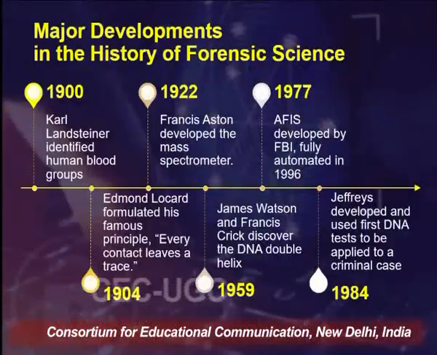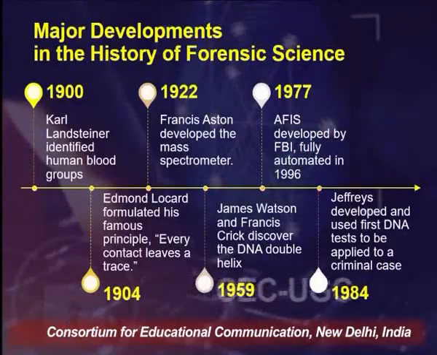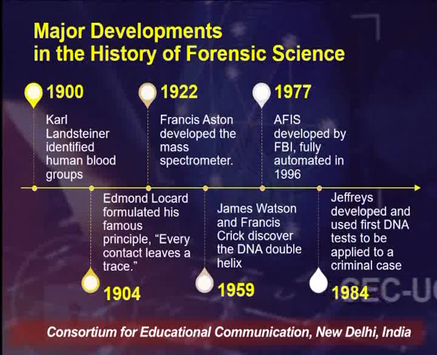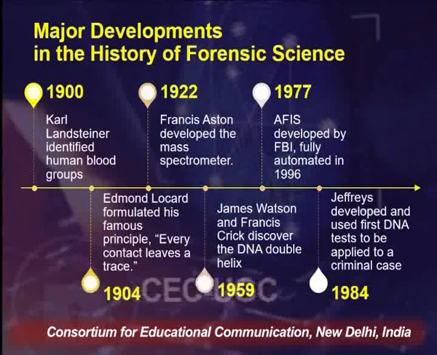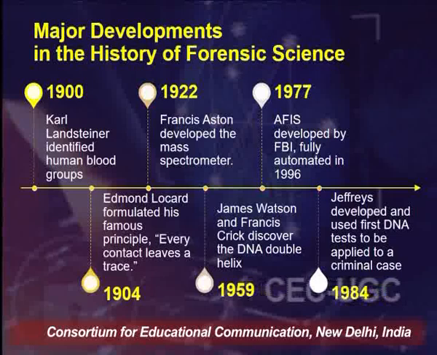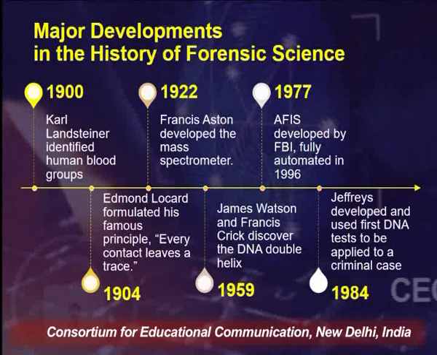Then in 1900, Karl Landsteiner identified human blood groups. With the identification of human blood groups, we have A positive, B positive, AB positive, O positive blood groups, and that became a major breakthrough for the identification of blood group and the individualization of a person.